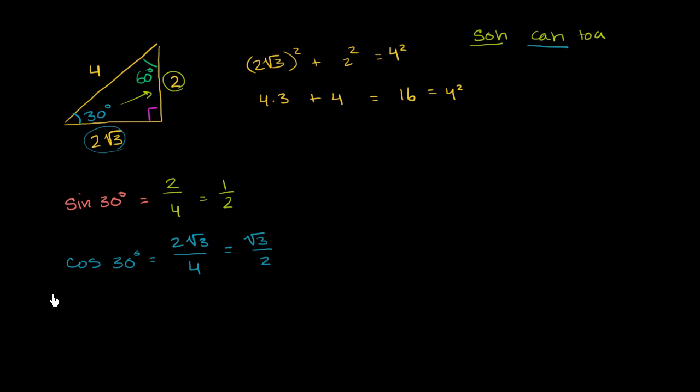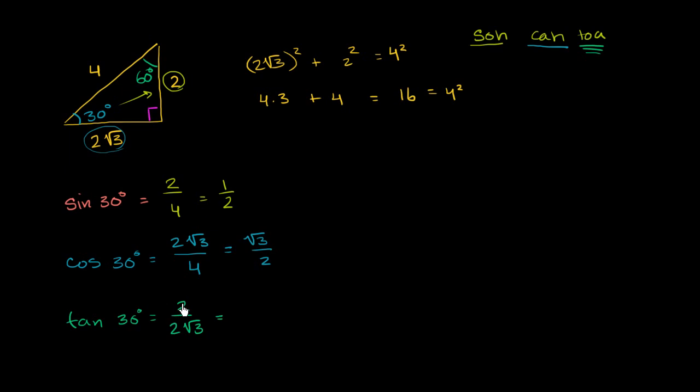Finally, let's do the tangent. The tangent of 30 degrees. We go back to SOHCAHTOA. TOA tells us what to do with tangent. It's opposite over adjacent. We go to the 30-degree angle, because that's what we care about. Tangent of 30. Opposite is 2, and the adjacent is 2 square roots of 3. It's adjacent to it. Adjacent means next to.